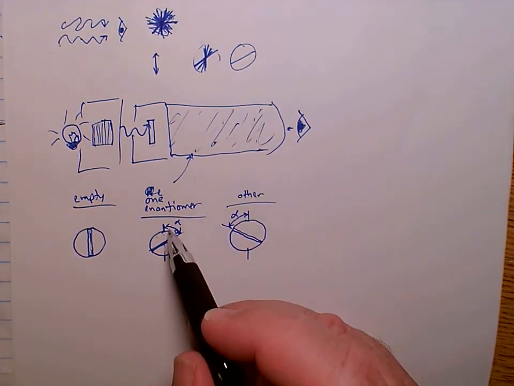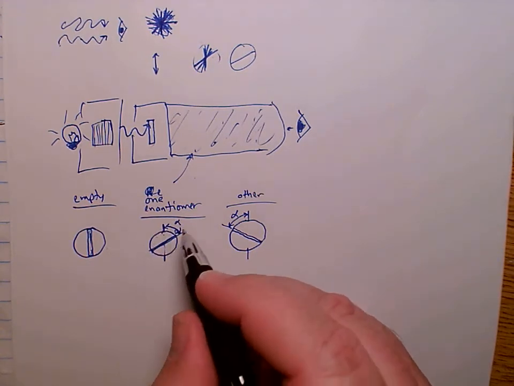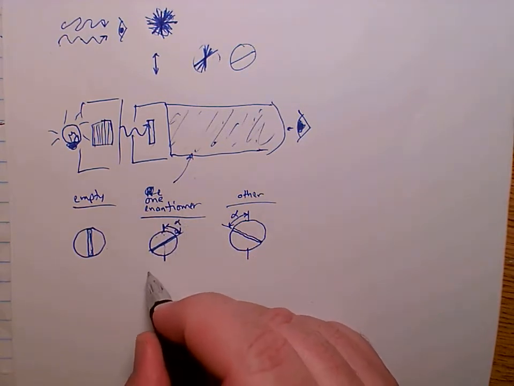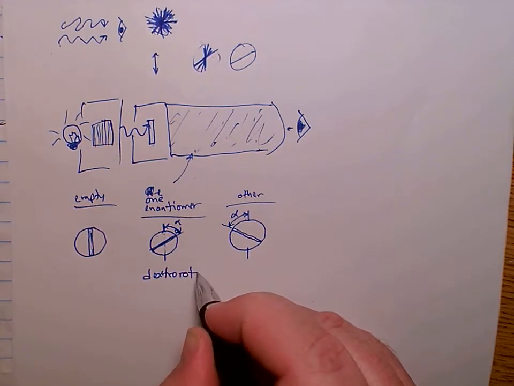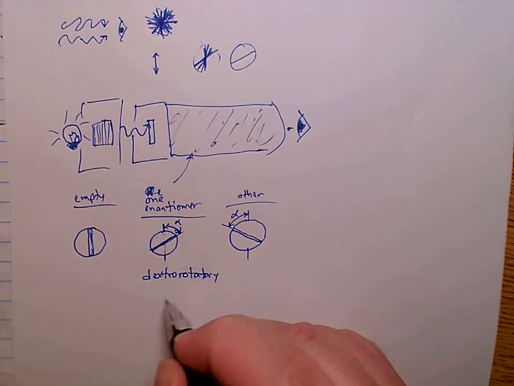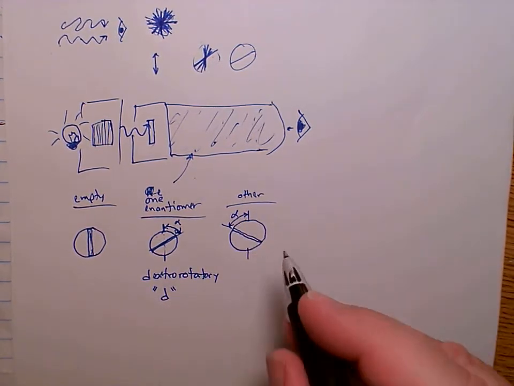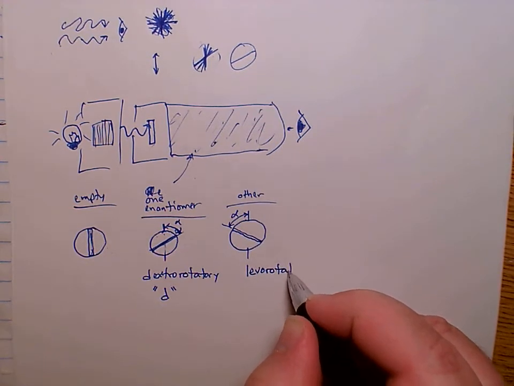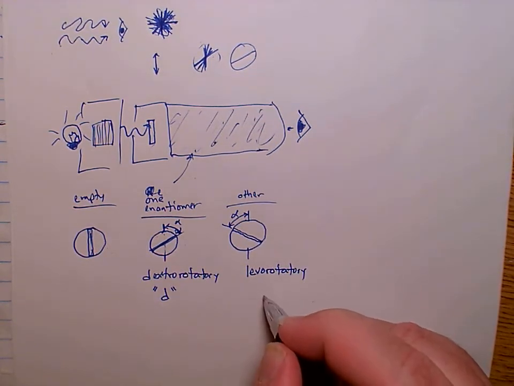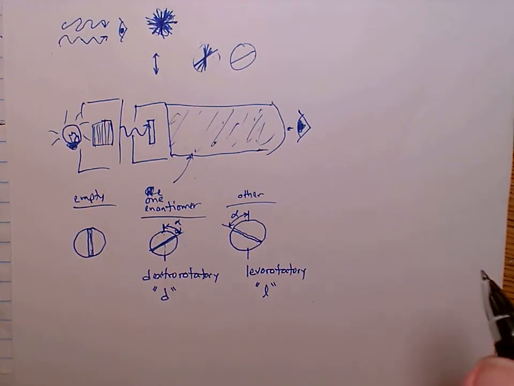Okay, so one enantiomer rotates the plane polarized light one direction, to the right. If it rotates it to the right, we call this dextrorotatory. And we label that the D isomer. If it rotates it to the left, this is levorotatory. And we indicate that's the L, lowercase l, enantiomer.